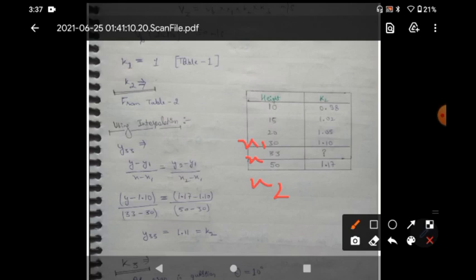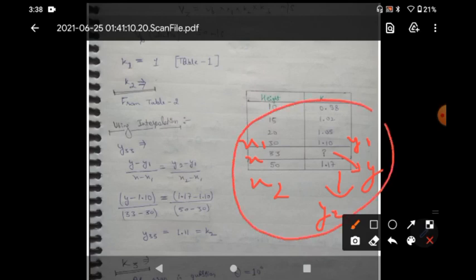The same thing we are going to do here is that 1.10 will be considered the y1 value, the unknown value we will consider as y, and the 1.17 value will be considered as y2. Now we can completely use this formula by putting in all the values which we know from this table. After putting those values in this formula, we can find the value of K2 at the height of 33 meter, that is 1.11.